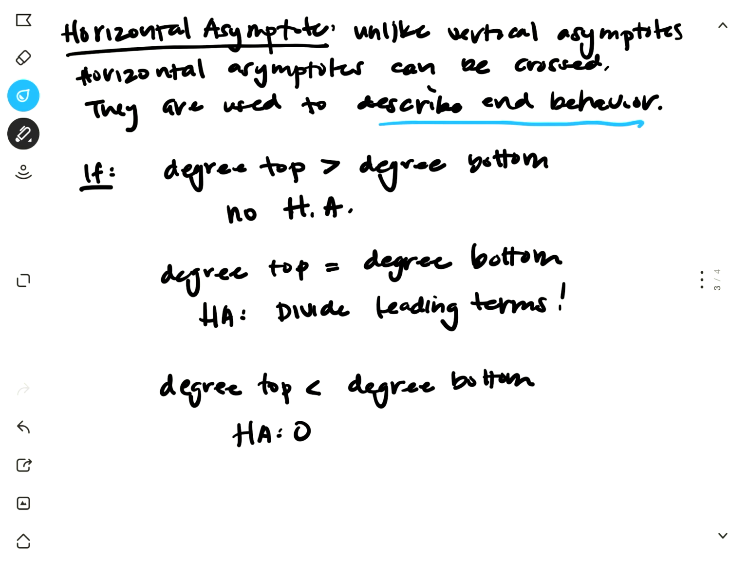So it's pretty easy. If the numerator degree is greater than the denominator degree, there is no horizontal asymptote. So if the top is bigger, no horizontal asymptote. If the degrees are the same, if they're equal, then we have to divide the leading terms. So whatever our highest degree, we take the top term over the bottom term, and then it'll give us a number that will be our horizontal asymptote. And then the last one is if the degree on the top is less than the degree on the bottom, then we have a horizontal asymptote at 0, which is the x-axis.